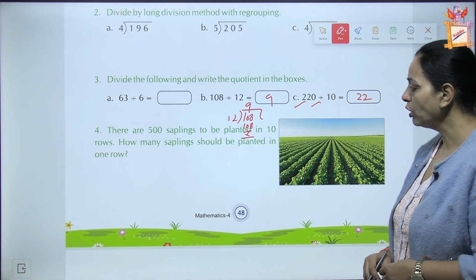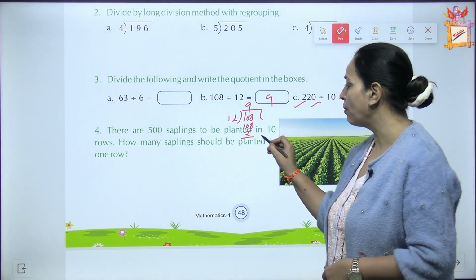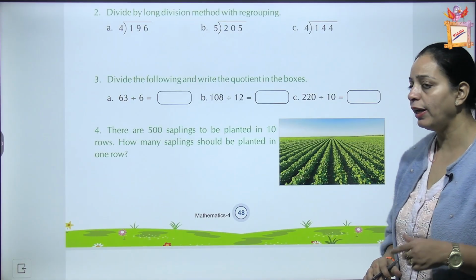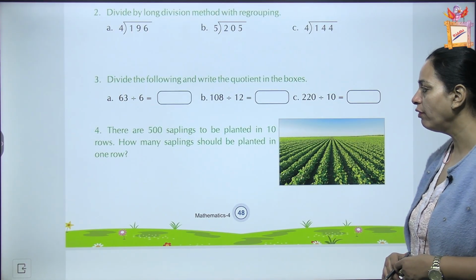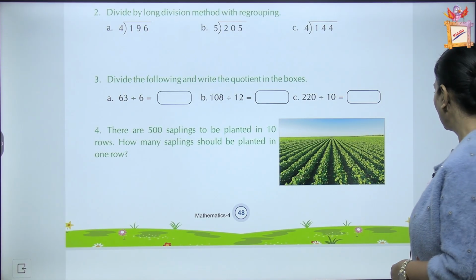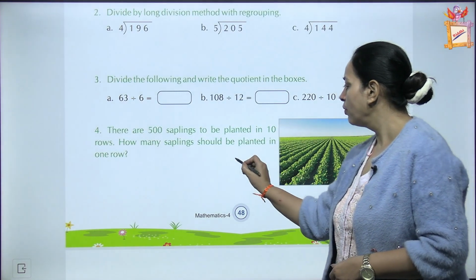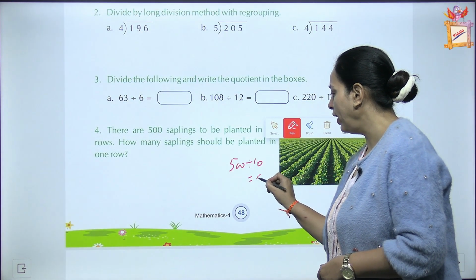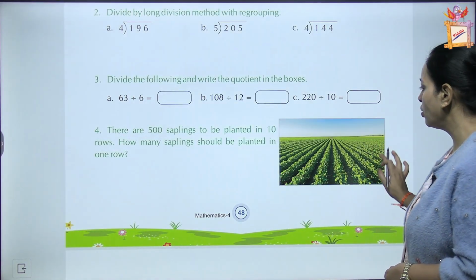22. The fourth one, there are 500 saplings to be planted in 10 rows. How many saplings should be planted in one row? It means 500 divided by 10. So what will you get? You will get 50. Okay, I hope this is clear to you.